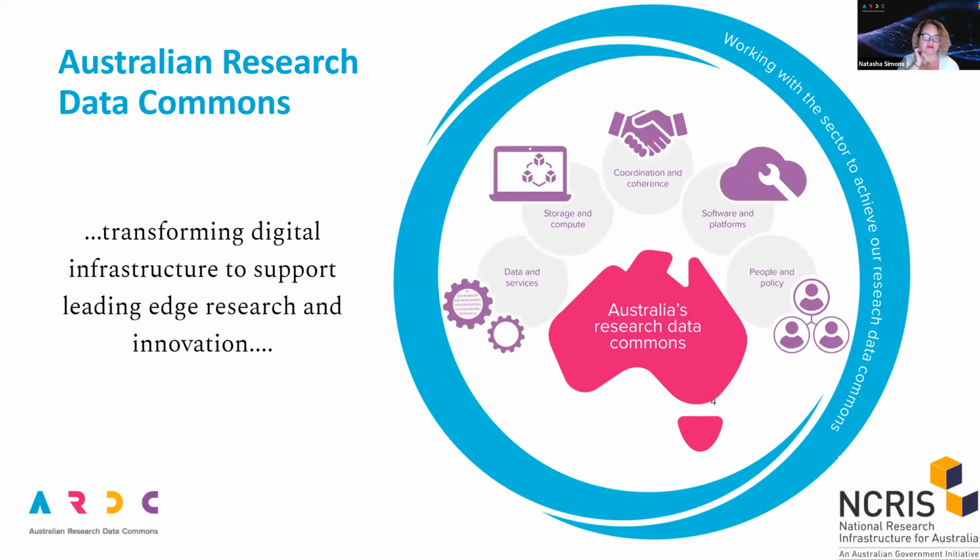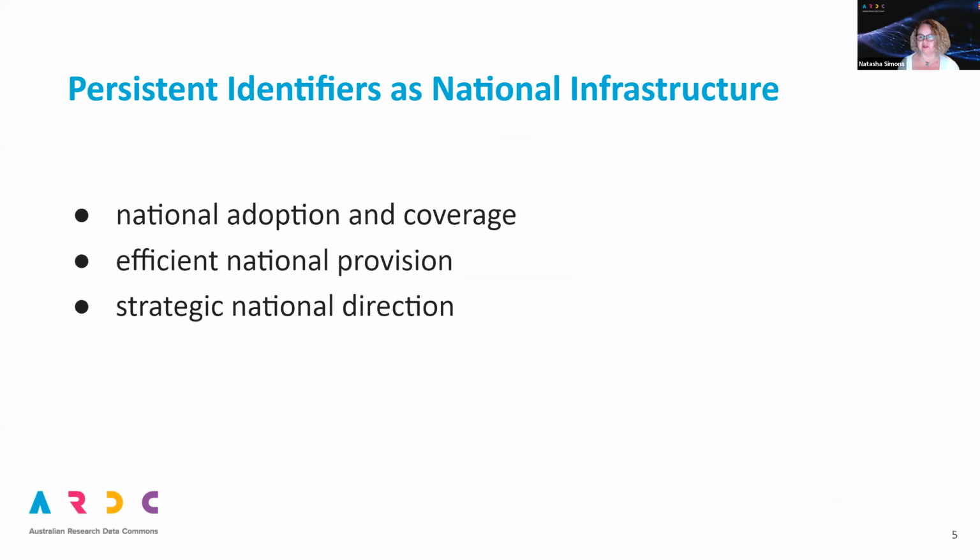So ARDC is one of those 23 facilities, and we are multidisciplinary and we are national in scope, and we basically build data infrastructure through partnerships with Australian research organisations and institutions. And as part of our national infrastructure, we have persistent identifiers. So the ARDC offers PIDs as national infrastructure. That's the way that we see it. We are the Australian DataCite DOI consortium lead, and we offer a bunch of other identifiers to the Australian research sector free of charge.